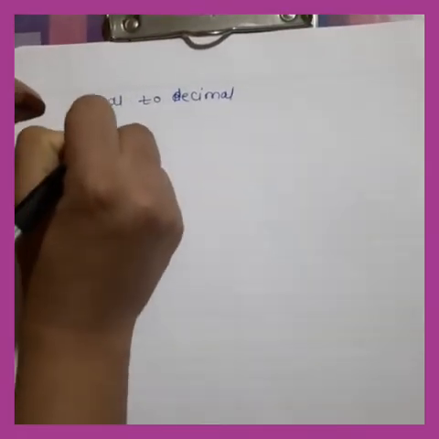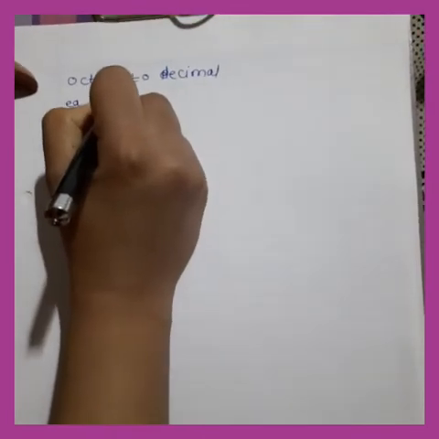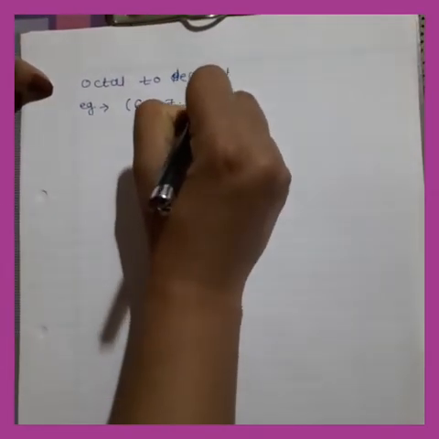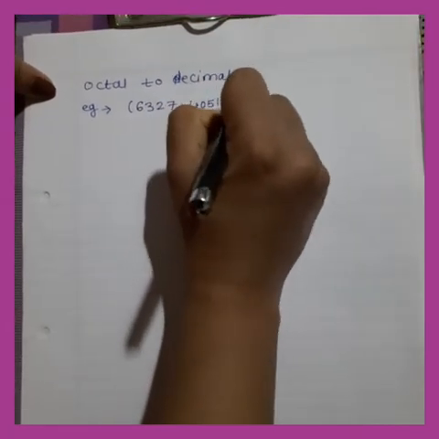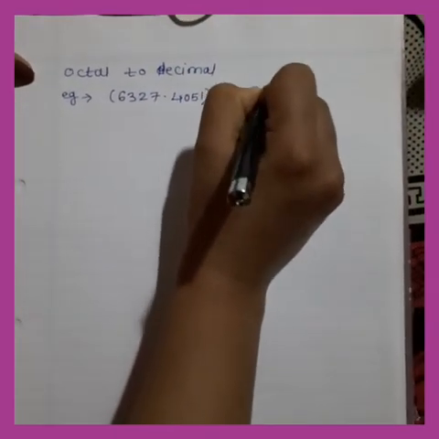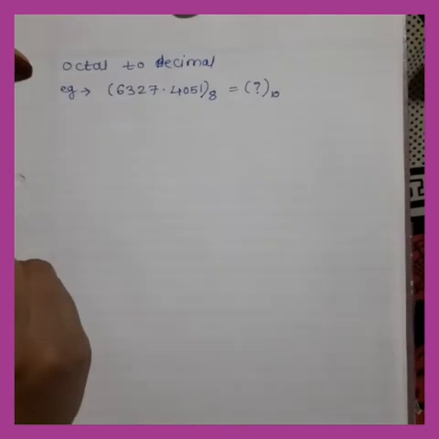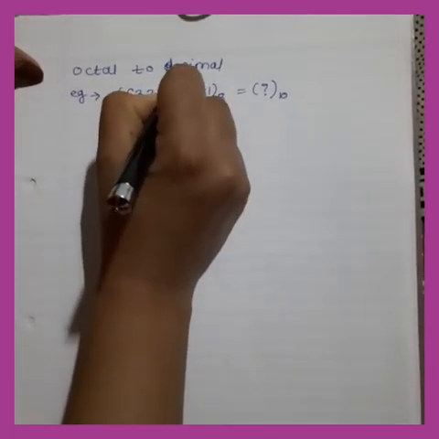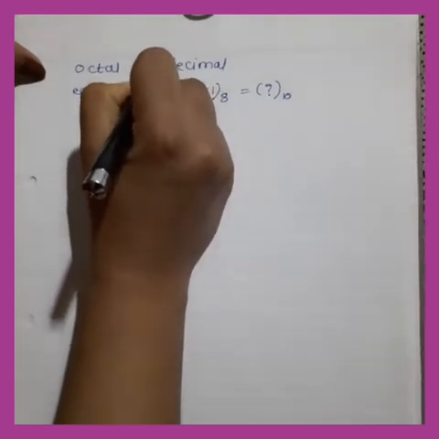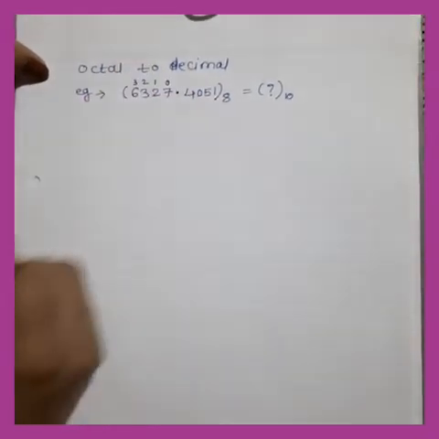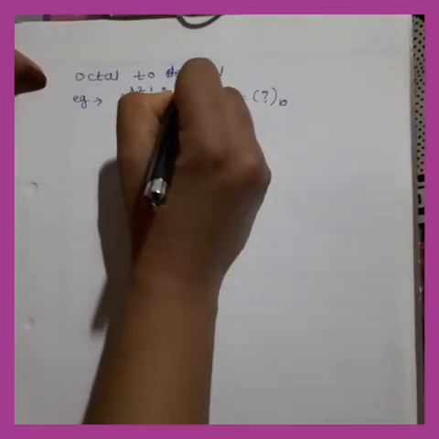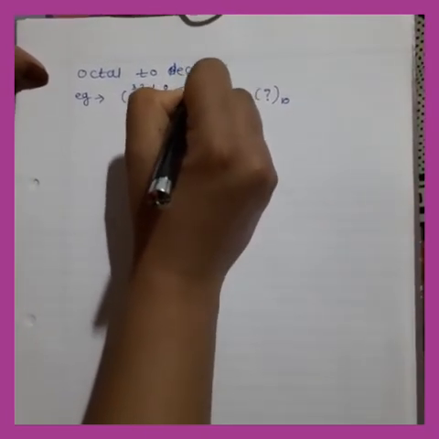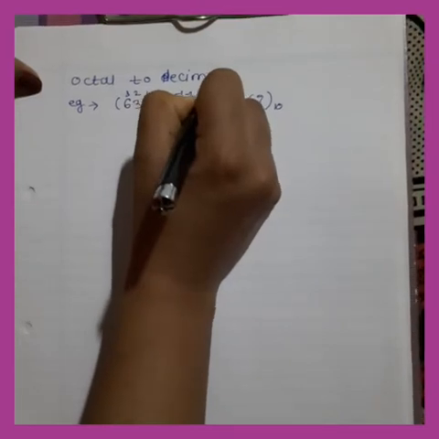For example, suppose we have the number 6327.4051. It is in octal. We have to convert this number into decimal form. To convert this number to decimal form, let's first assign the weights. This is 0, 1, 2, 3. These are the weights. And for the fractional part, this is minus 1, minus 2, minus 3, minus 4.